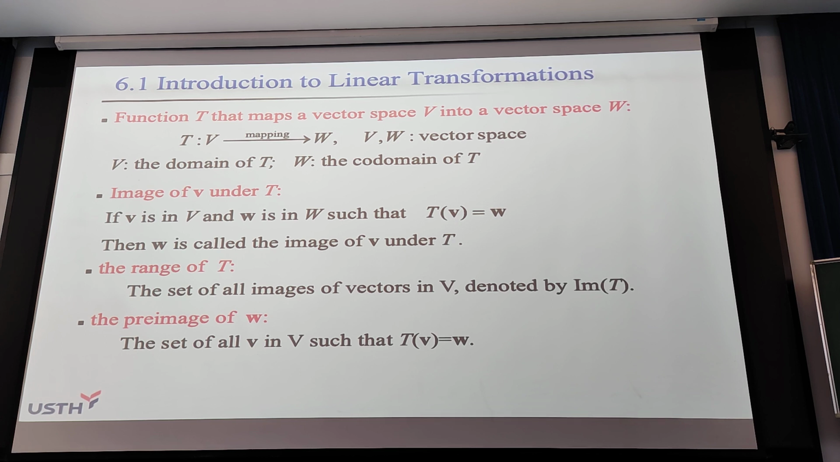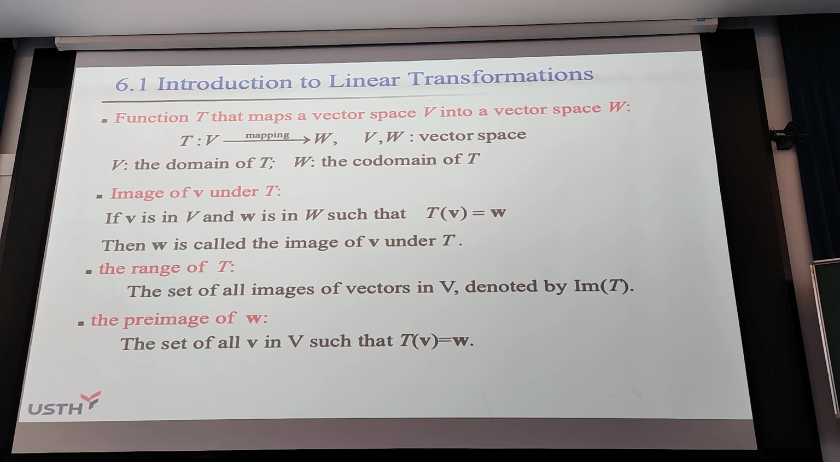And I also tell you something about mappings, and what a linear mapping is. Mapping, or you can call it transformation, is a function, a map from V to W, where V and W are vector spaces. In that case, V will be called the domain of T, and W the codomain of T.